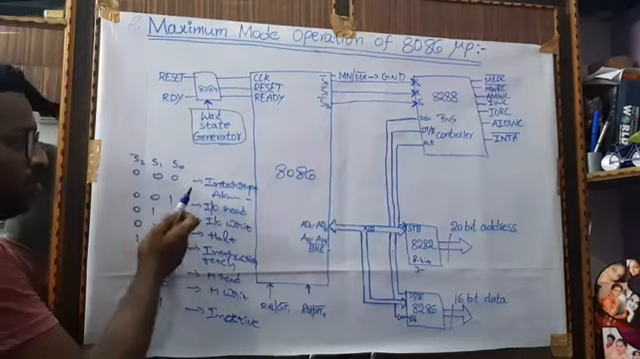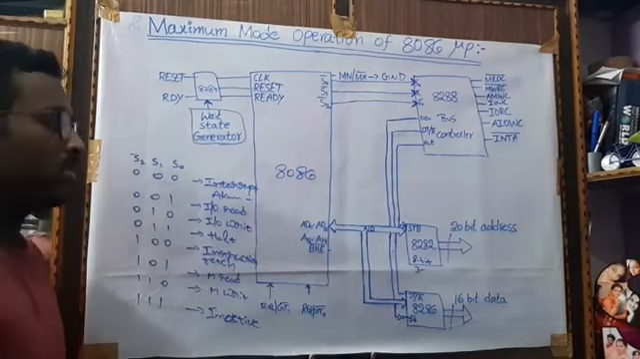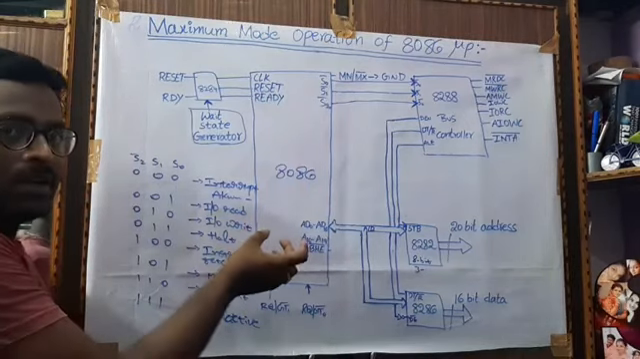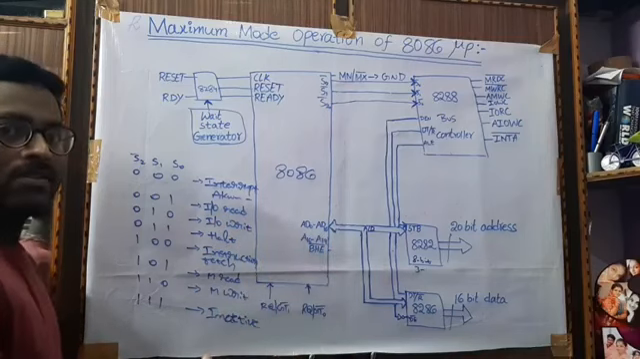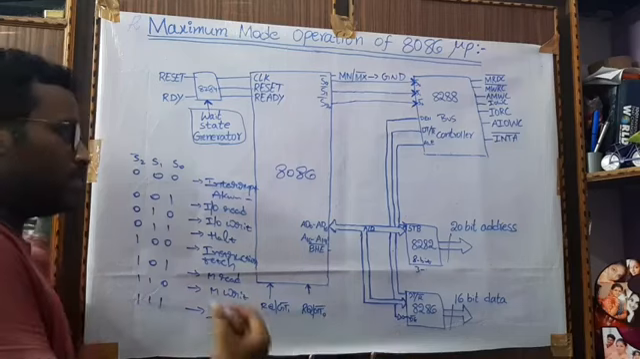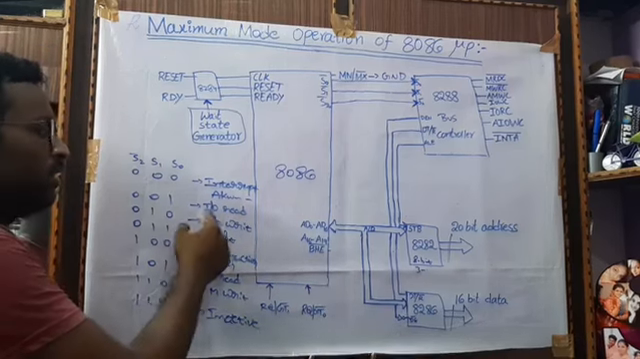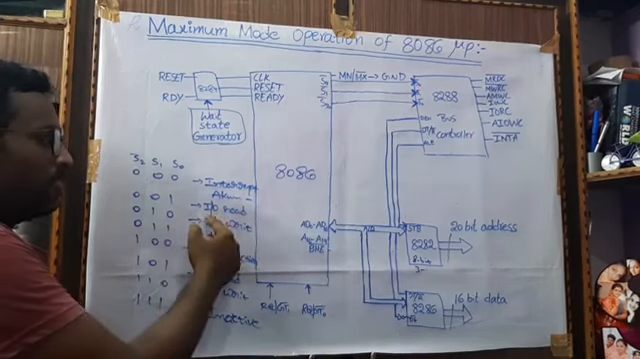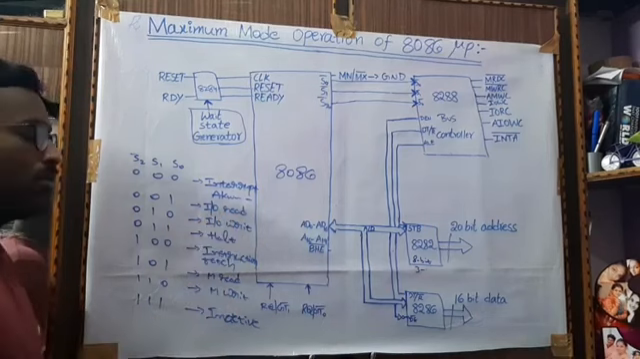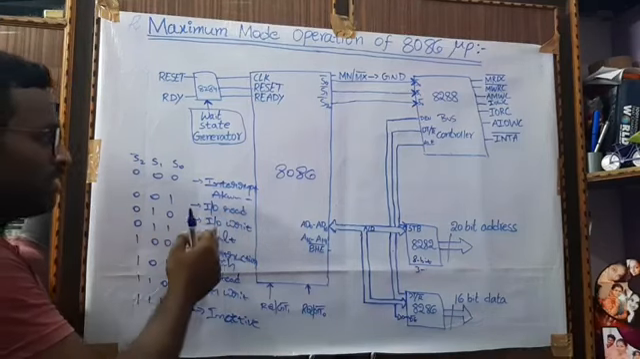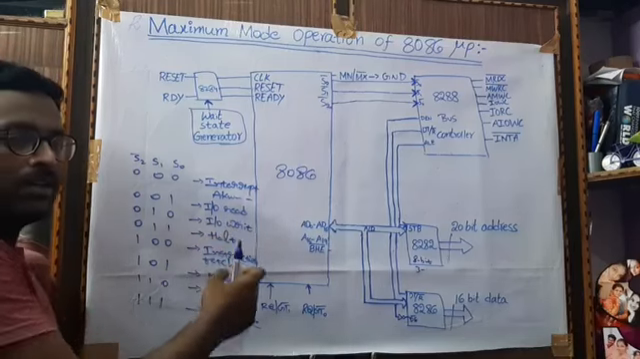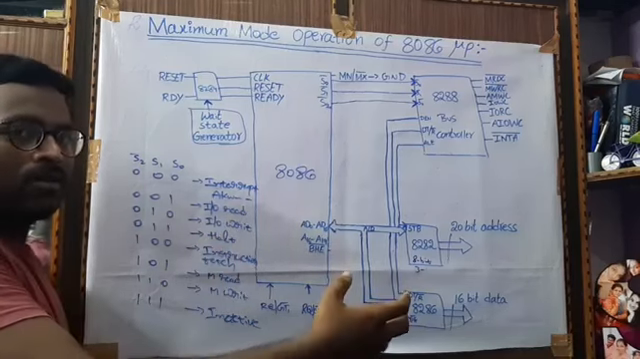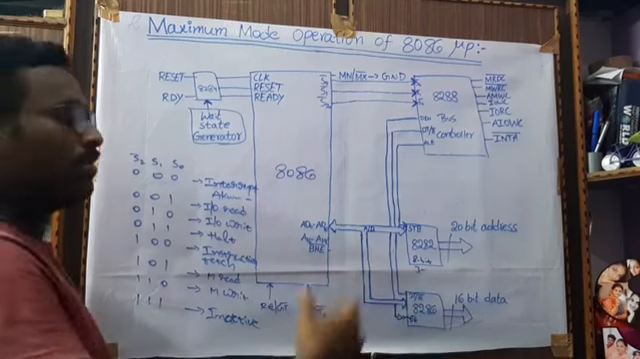Next, 001 means IO read operation. IO read means it reads data from the input output devices, so the 8086 is reading data from IO devices. 010 means IO write operation, where we are sending our result to the input output devices.